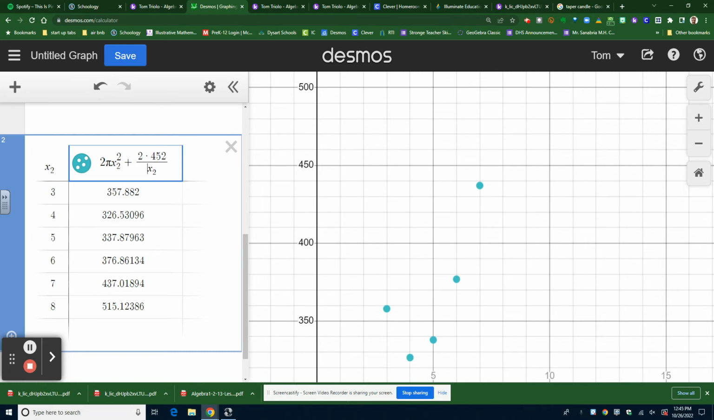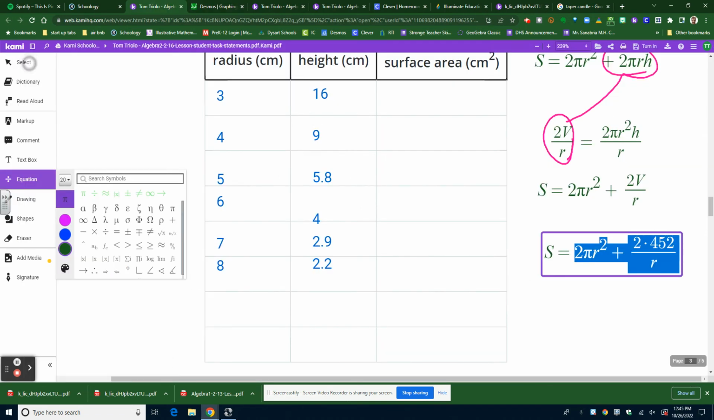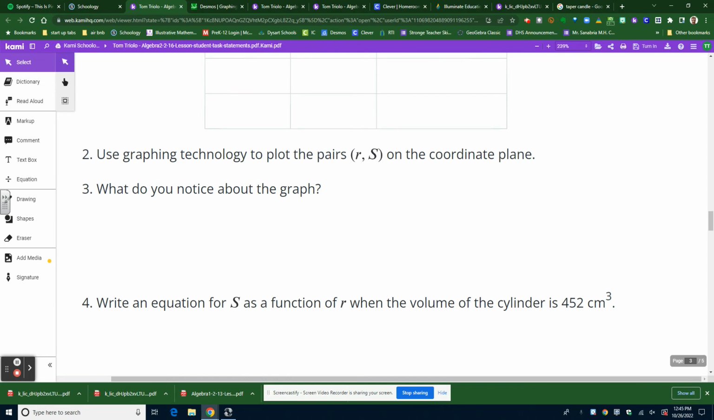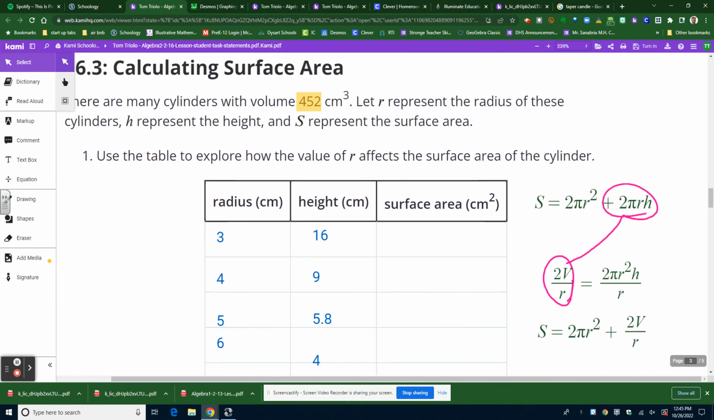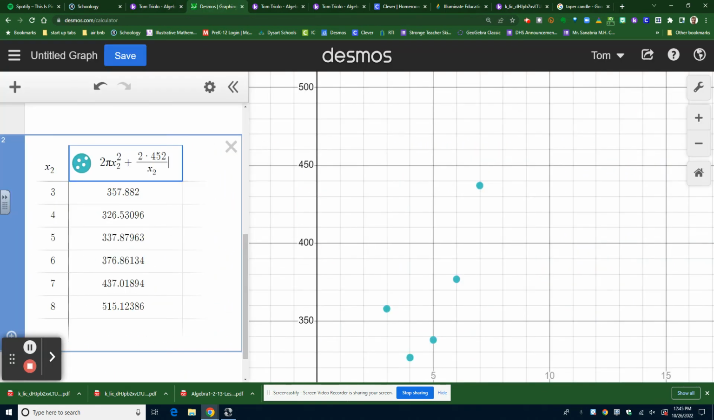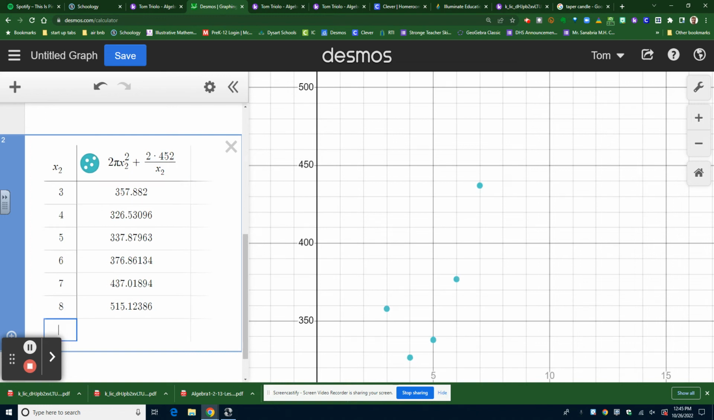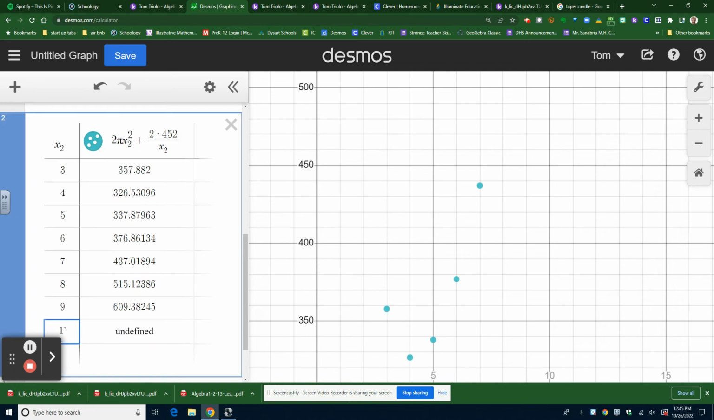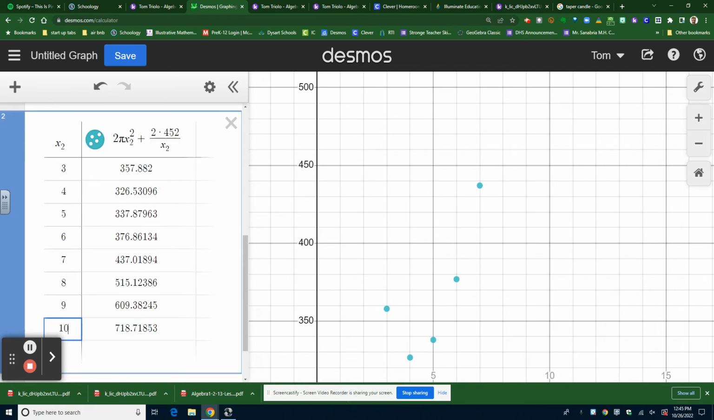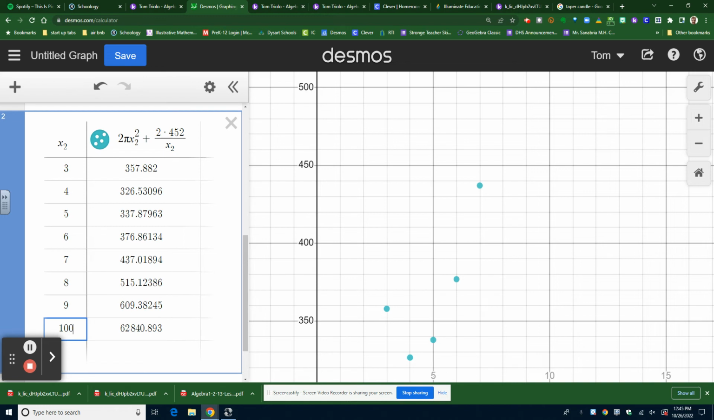Okay. All right. So, what do you notice about the graph? It goes down and then goes back up. Because what happens as my x values get bigger? So we can go a little bit bigger. We can go 9. We can go 10 if we want. Or kind of go crazy. Put 100 in there. So are they ever going to get smaller again? Why not?